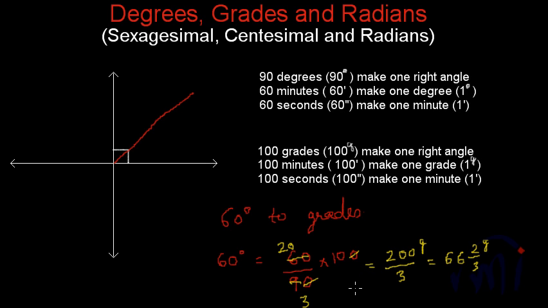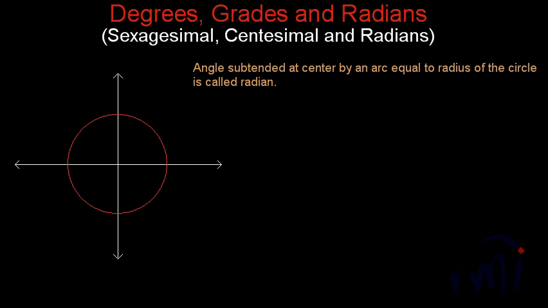After this we are going to take slightly difficult examples based on these conversions. And now let's talk about radians. What is a radian? Radian is also one way of measuring angle, but how does it work and what is it? To learn that, we are going to draw a circle. So let me erase all this.